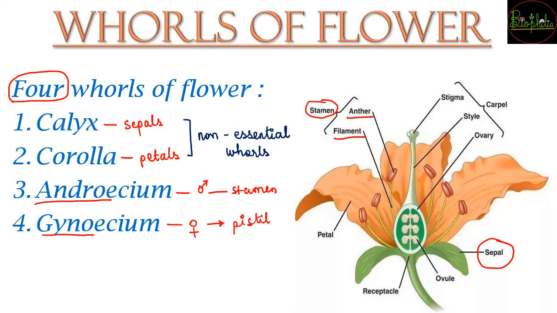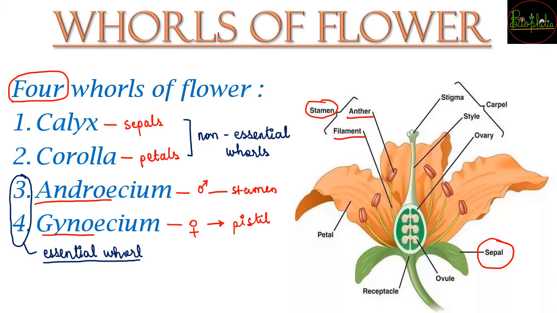अभी ये जो reproductive organs है, that is androecium and gynoecium, these two whorls are going to be called essential whorls because these are going to be the important part for reproduction. So flower जैसे reproductive unit है, so for that reason these two whorls, that is androecium and gynoecium, are the essential whorls, whereas your calyx and corolla are going to be non-essential whorls.